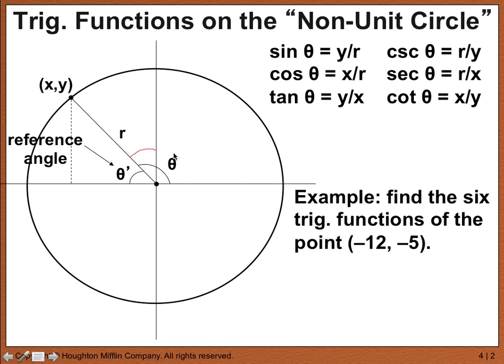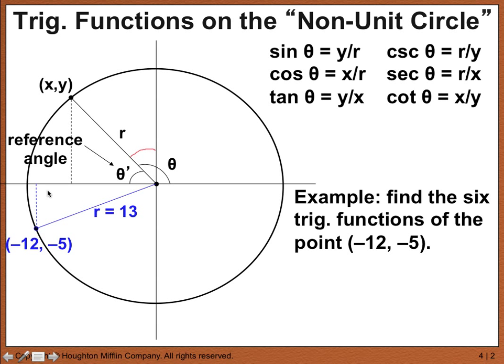Let's look at this example. Find the 6 trig functions of the point -12, -5. So the first thing to do, let's plot that point. -12, -5 is plotted in the third quadrant. And we can calculate the r just based on the Pythagorean theorem, because if this is -12, -5, then the dotted line has a distance of 5 units, and the part of the x-axis that goes up to the beginning of the dotted line, of course, has a distance of 12 units.